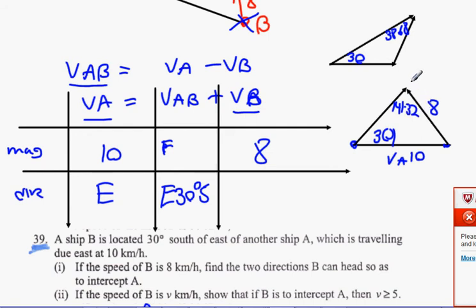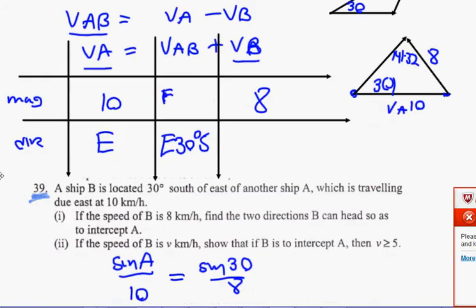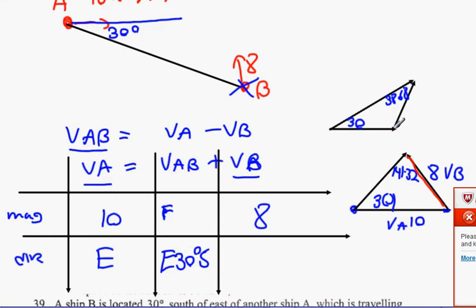Now please remember, what are we trying to figure out every time? We're trying to figure out the direction B has to head in. So we're trying to figure out Phi B. Phi B is this line here, and Phi B is this line here. So what can we do to find this angle here? I'll just group this for a second.